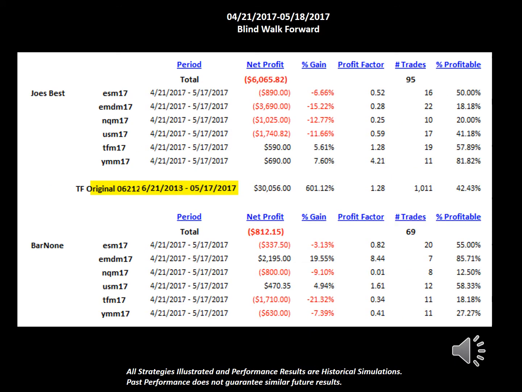And here's the Joe's Best and the original, and then the bar none, so you can see which system did what. For instance, the mid cap on the bar none made $21.95. It was the best for the month. And if you go to the Russell on the bar none, it lost 17.10. So that's how you read that table.